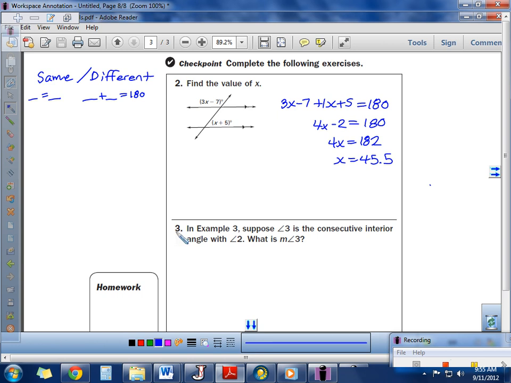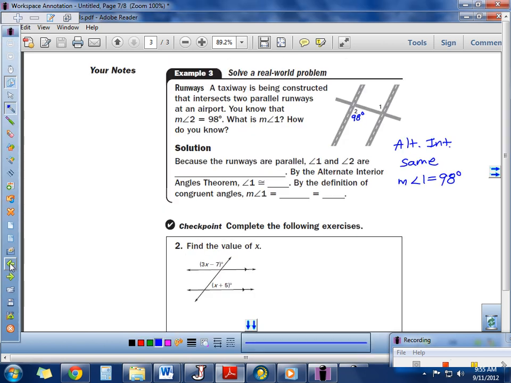This next one says, in example 3, suppose angle 3 is consecutive interior with angle 2. What's the measure of angle 3? So I can go back and look at that one. So that's up here. It says, suppose angle 3 is consecutive interior. That's right over here. There's angle 3. Well, are these going to be the same size if they're consecutive interior? I'll exaggerate this example a little bit. This is exaggerated. There's angle 2, there's angle 3. Are they the same size? Definitely never going to be the same size if they're consecutive interior unless they're all 90s. So when they're not the same size, they are different.